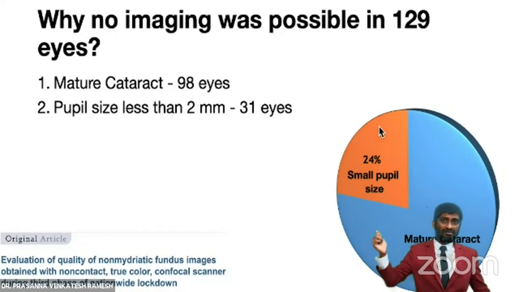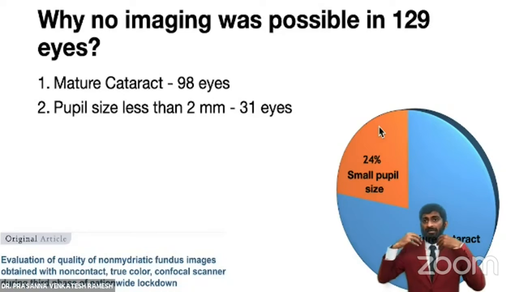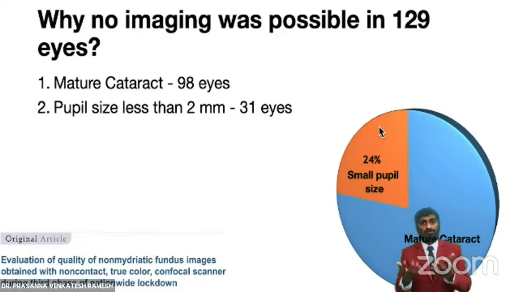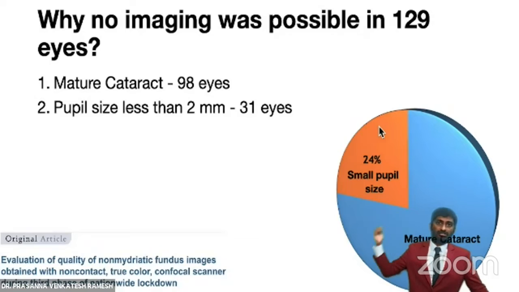As we saw previously, in 129 eyes we could not get an image at all. That was either because of the pupil or because of mature cataract. In 24% of the people, it was because of the pupil. In 76% of the people, it was because of the cataractous nature, as there was a surge of mature cataract cases, especially after the first lockdown, the third phase of the first lockdown.